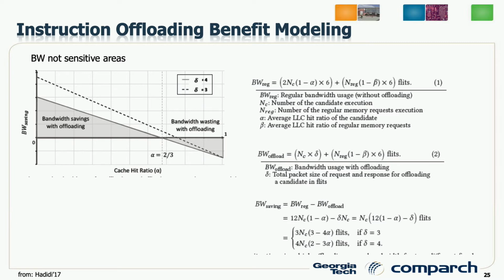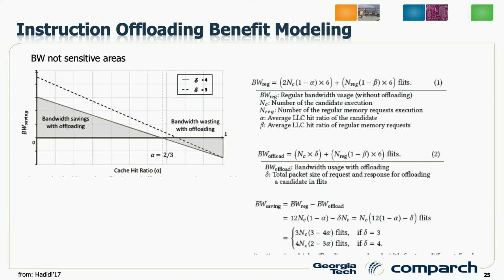If there is no cache benefit, then it's probably better to just compute in the memory and not bring the data from the memory to the core. So we consider all these benefits, and we characterize it based on cache ratios.